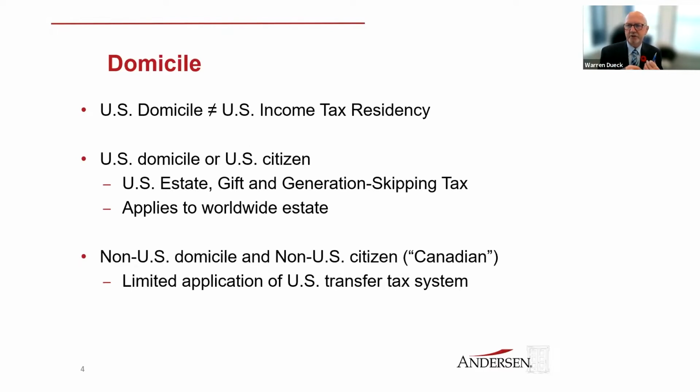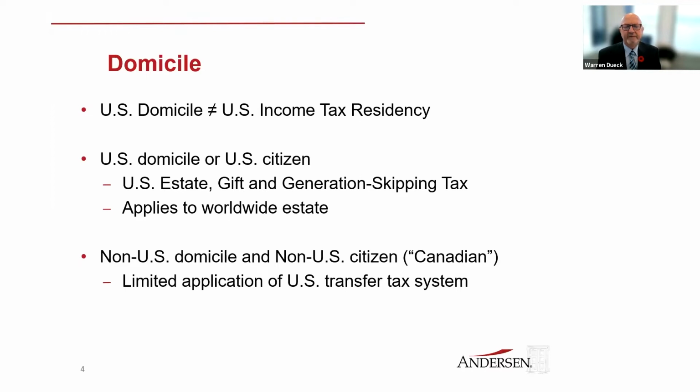citizen. The fact that someone's domiciled in Canada and they're a U.S. citizen, still subject to U.S. tax. And the important thing here about domicile is that U.S. domiciles are subject to U.S. estate and gift tax and generation skipping tax on their worldwide estate. Now, generation skipping tax, we're not going to say much about it, but it taxes transfers to generations beyond the next generation.